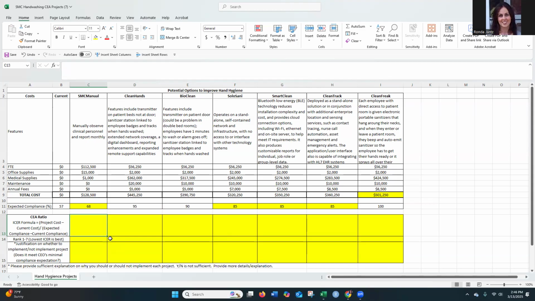First, we're going to find the CEA ratio for each project. That is found by taking equals parentheses the project cost minus the current cost, which is 0, next parentheses divided by the expected compliance rate minus the current compliance rate. And it will give us a total. We can do that for each project, and I'm going to do that a couple more times.